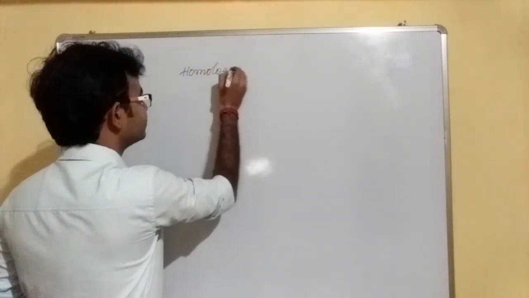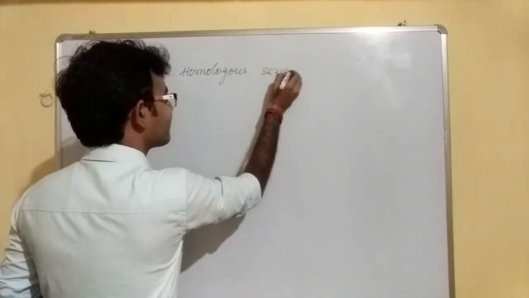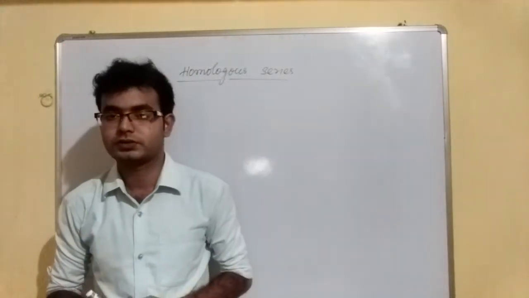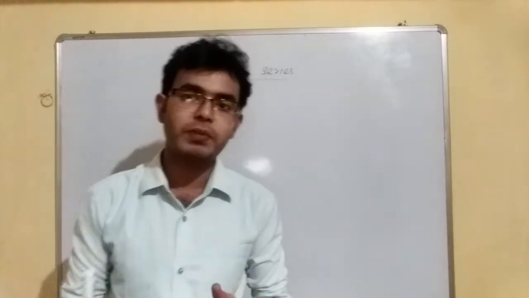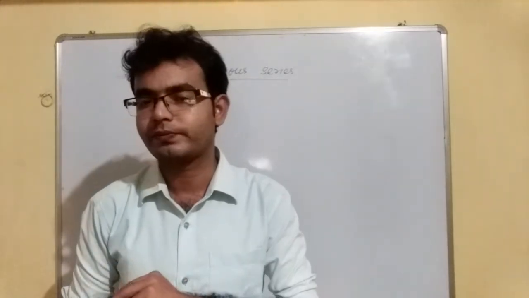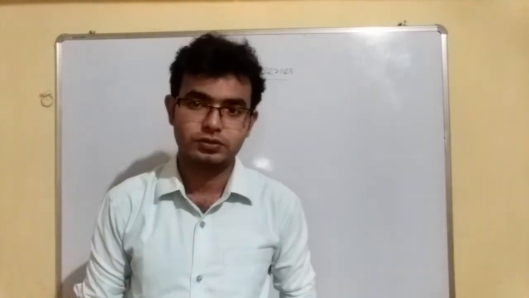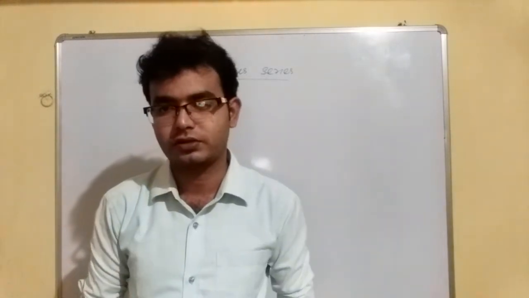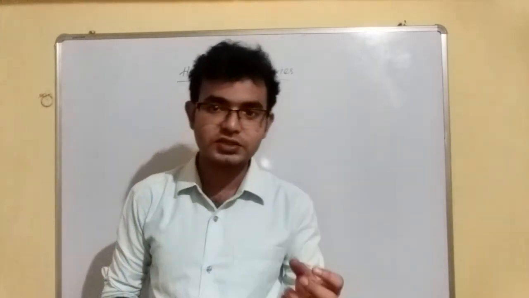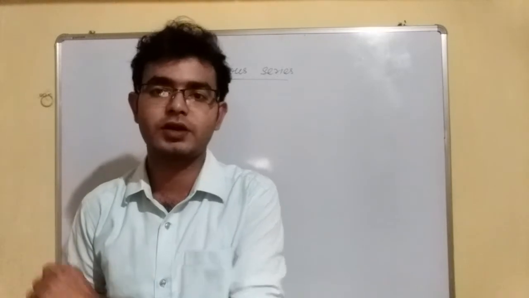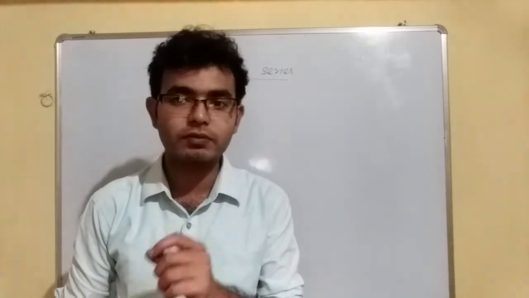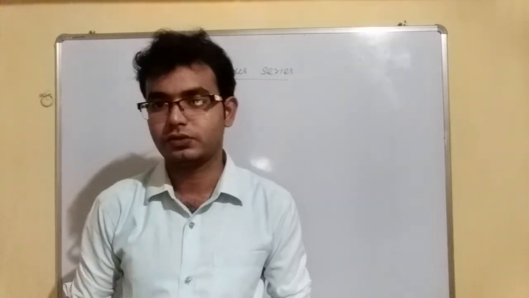Homologous series. A homologous series is a series of carbon compounds of the same types, where the compounds differ by CH2, meaning one carbon and two hydrogen. So this type of series is called a homologous series. It is a series of the same types of carbon compounds, or you can say carbon chain, where two compounds differ by CH2.